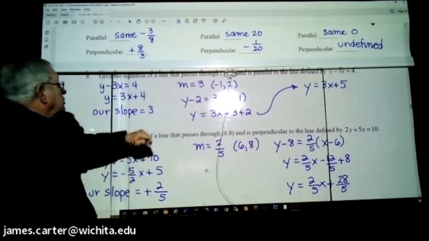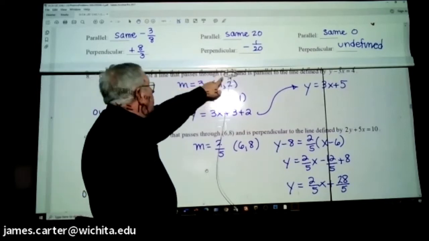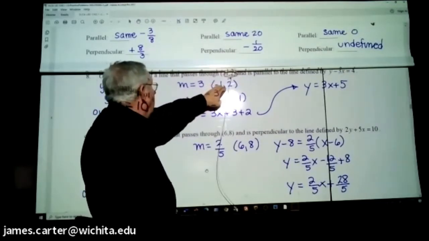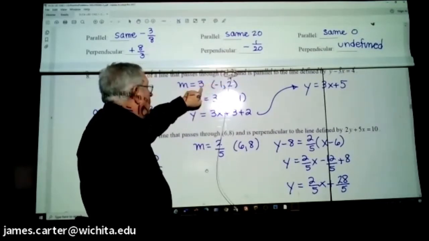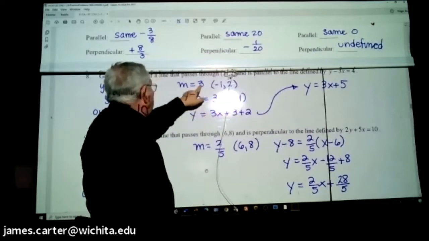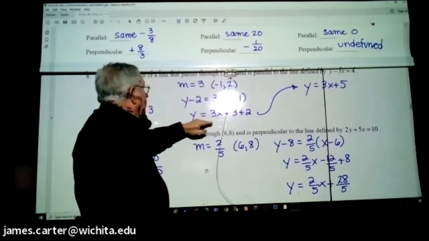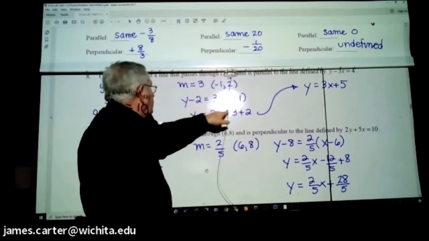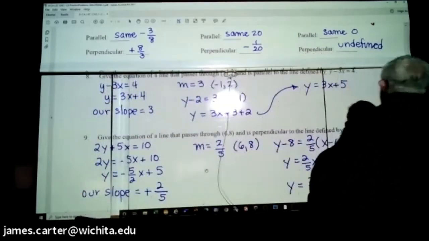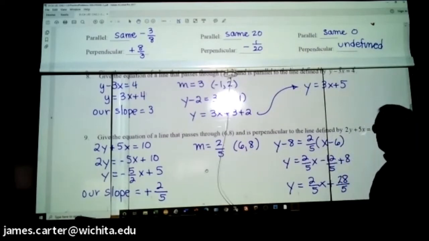Now, our slope is going to be 3. Okay. So we take this slope and we take this point. So they want the equation of the line that goes through this point at that slope. It may or may not be the same line. So we put in the y value, we put in the x value, we put in the slope. We distribute, take the 2 over, and we get y equals 3x plus 5. And we could graph that if we needed to.